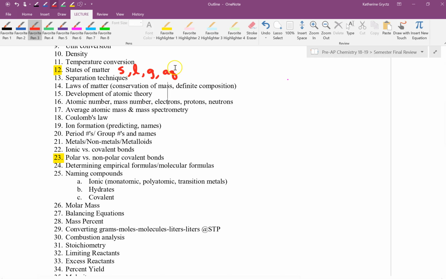Liquids are still pretty closely packed together, but there's more random motion, more room for movement. The particles are a little farther apart so that liquids flow. Liquids will take the shape of their container but not the volume. And then gases, the particles are spread very far apart and they take the shape and the volume of their container. And then you do have to know that aqueous means that we've dissolved something in water.